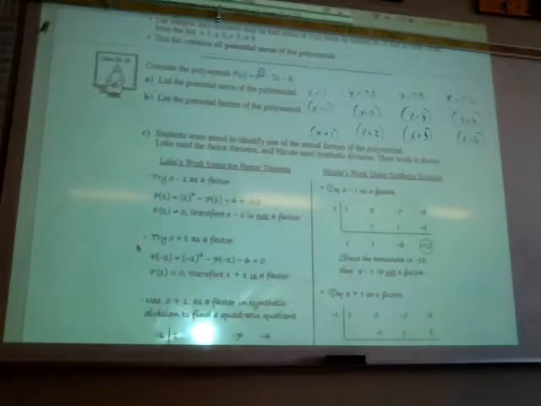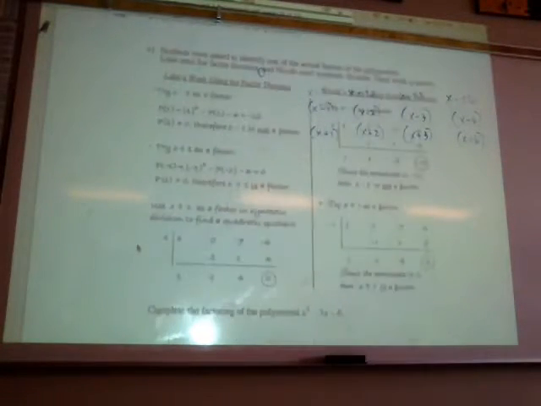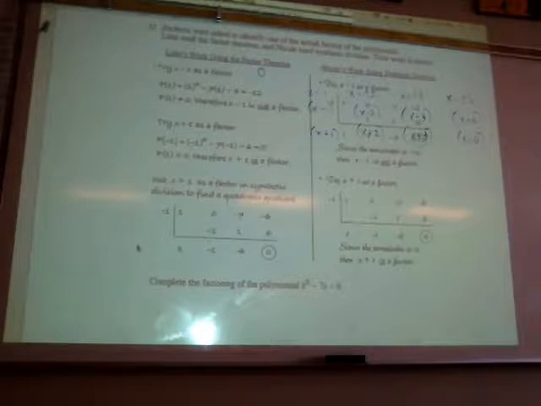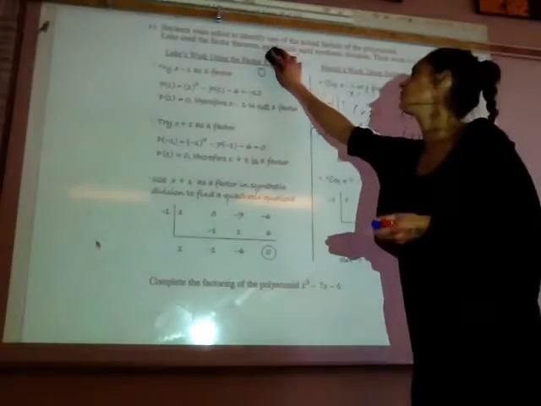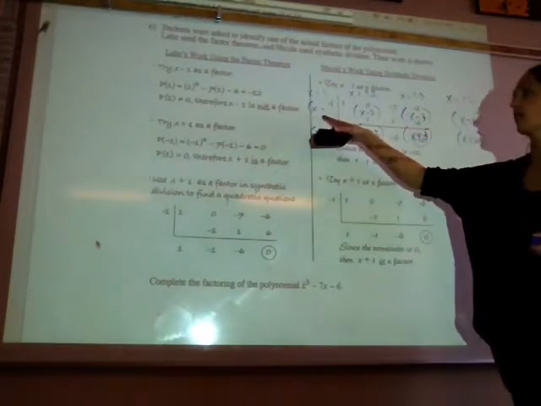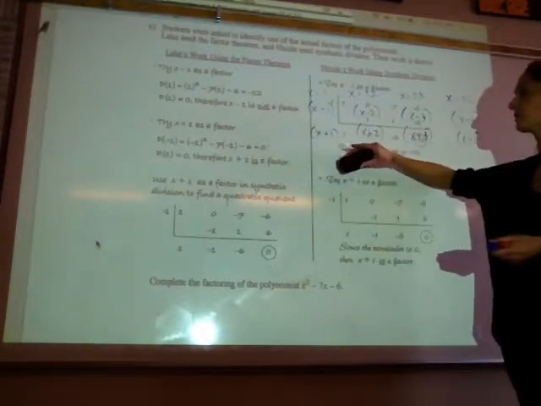So we just have to narrow down which factors they are. And the first step is pretty much a guess. Okay, we've listed all the potential factors. Now we're just going to try one of them. And the two that I recommend trying first are x minus 1 or x plus 1.